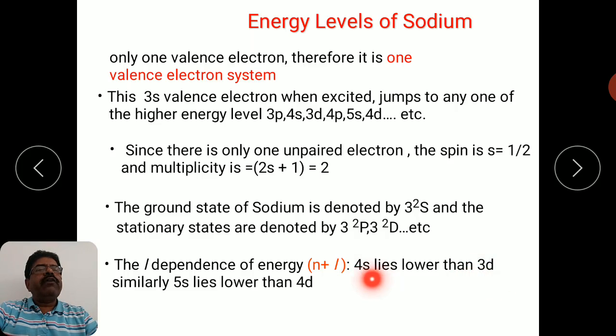So here for 4s, n plus l is equal to 4, and here for 3d, n plus l is equal to 5. Therefore 3d lies above the 4s level in terms of energy, and therefore it is written in this manner. Same is the case for the next pair also. 5s lies lower than 4d: here n plus l is 5, and for 4d, 4 plus 2 is 6. Therefore 4d lies above the 5s level. So this n plus l dependence is also very important while considering the order of these energy levels.